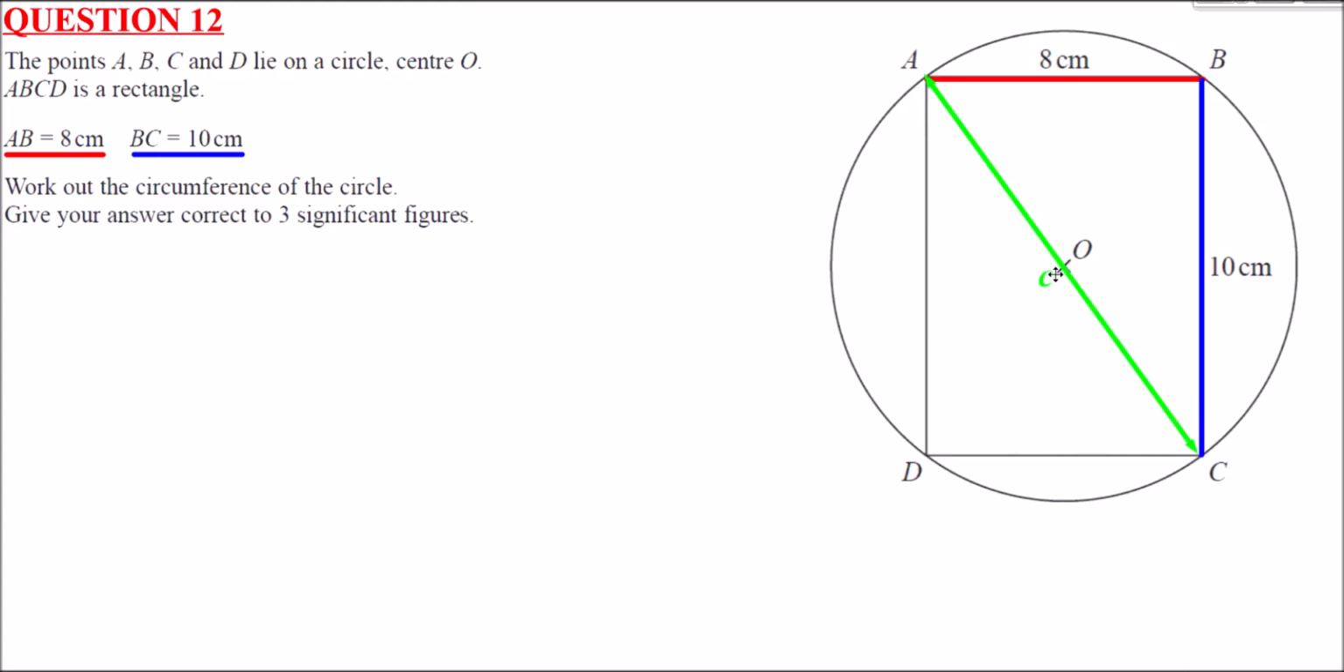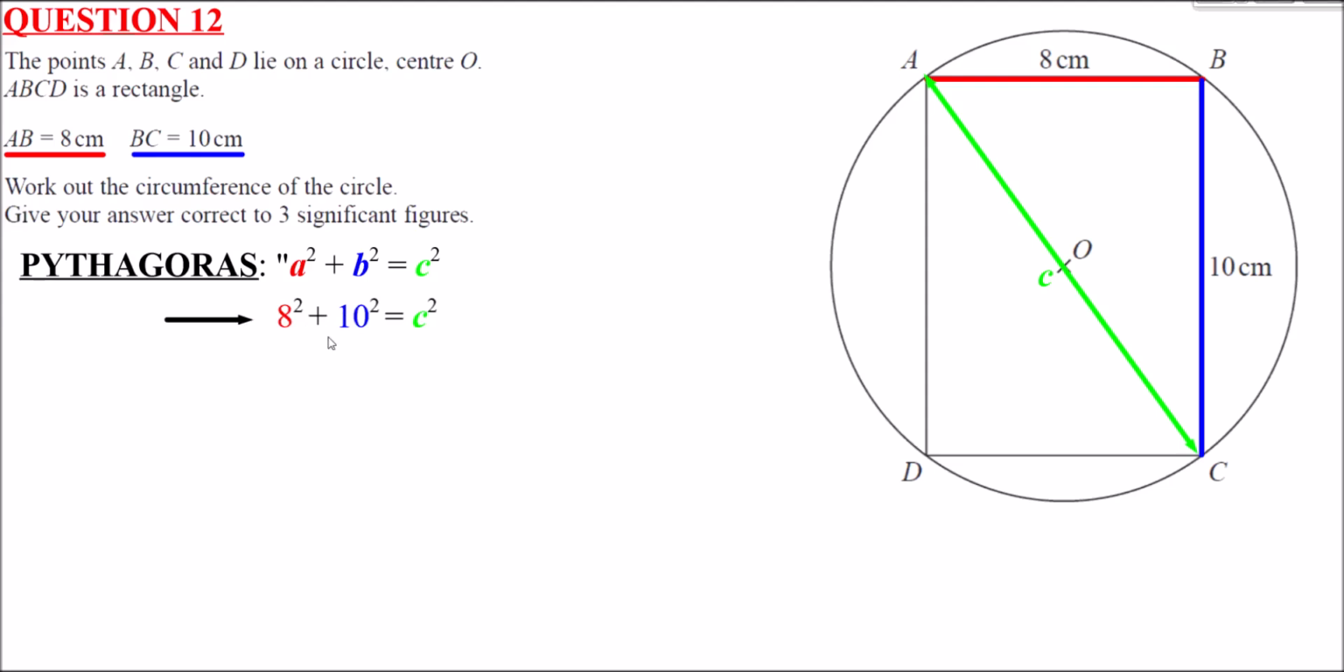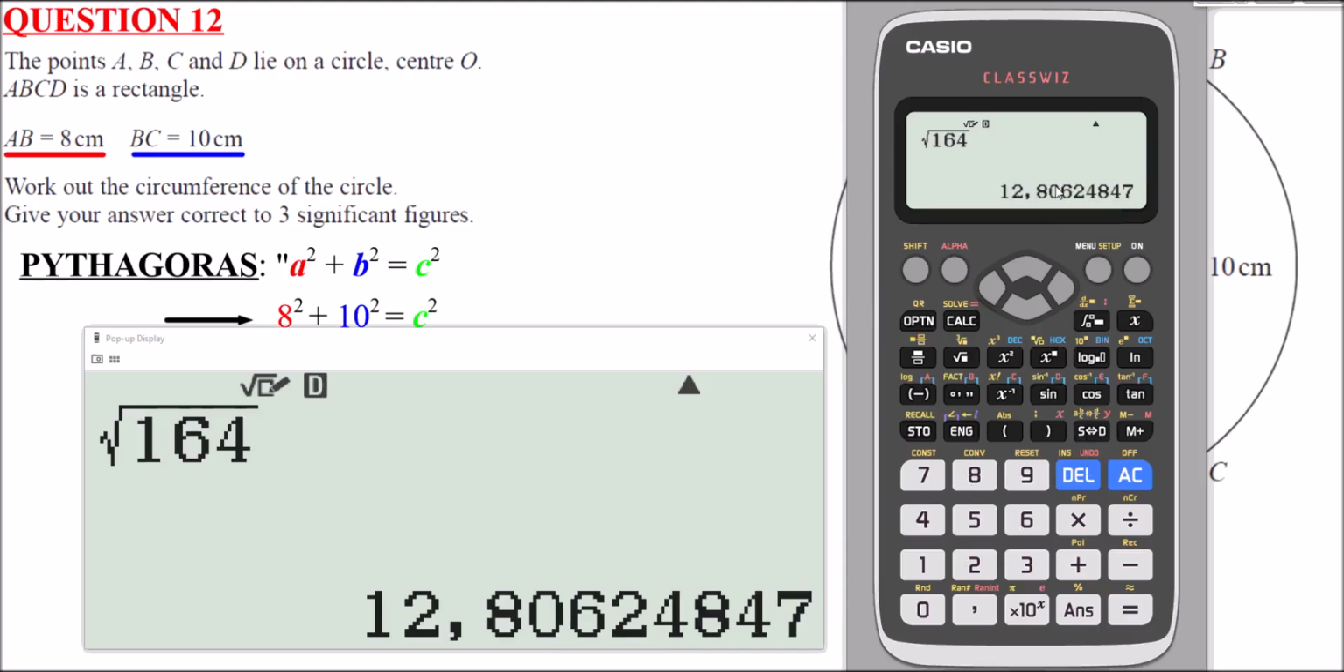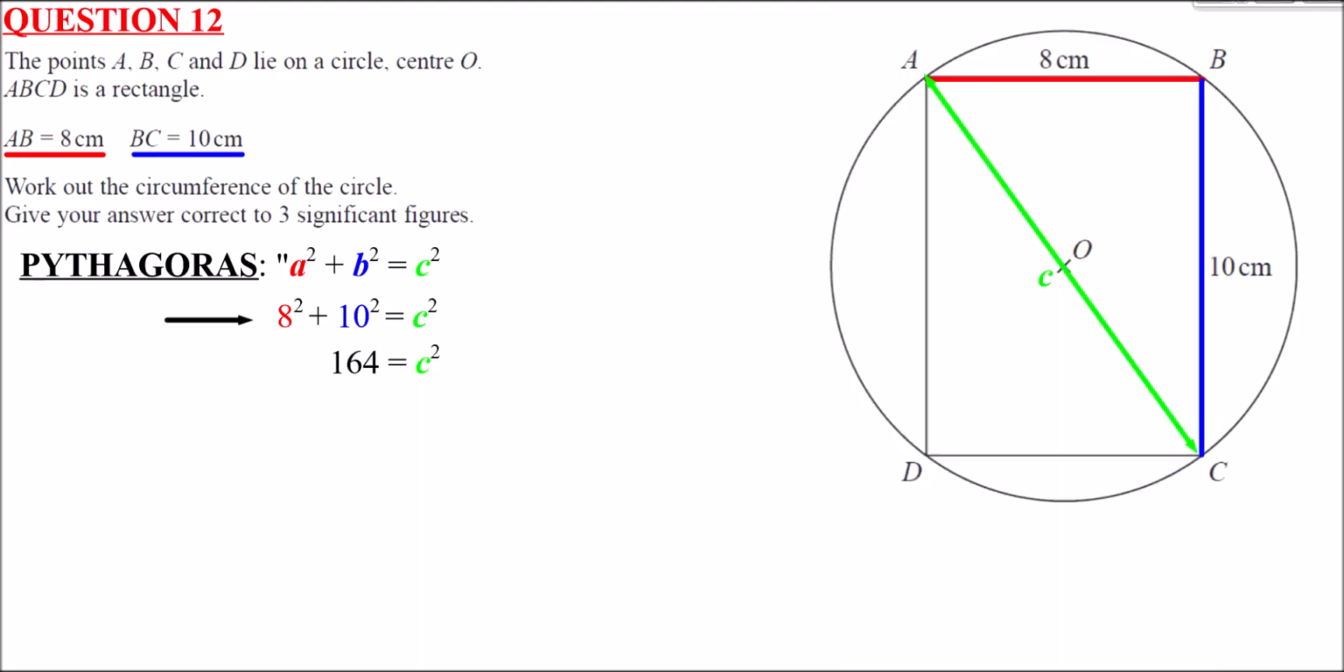So I've labelled that C as in a squared plus b squared equals c squared. I can use Pythagoras, is what I'm trying to say, to work out the length of this green line. So a squared plus b squared equals c squared. That gives us 8 squared plus 10 squared equals c squared. So 8 squared plus 10 squared, that gives 64 plus 100. So c squared is 164. So c is going to be the square root of 164, which is 12.806, and so on and so on. And that's the diameter.